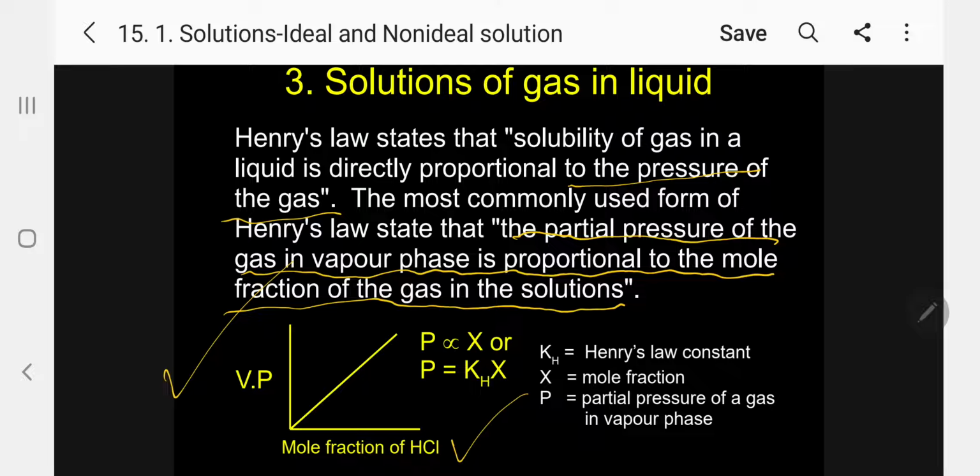So what will happen now? P is directly proportional to X. Kindly follow. In order to equate, we put a constant. KH is a constant, nothing but Henry's law constant, where X is the mole fraction and P is the partial pressure of the gas in the vapor phase. Kindly follow.